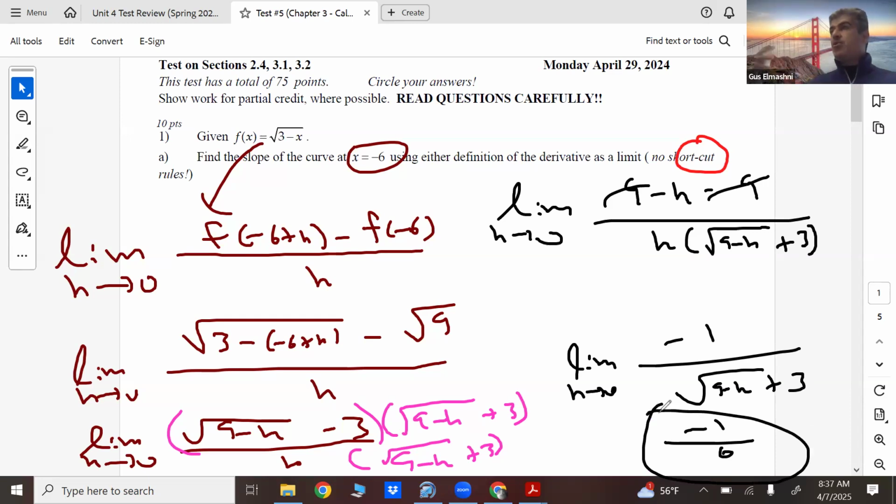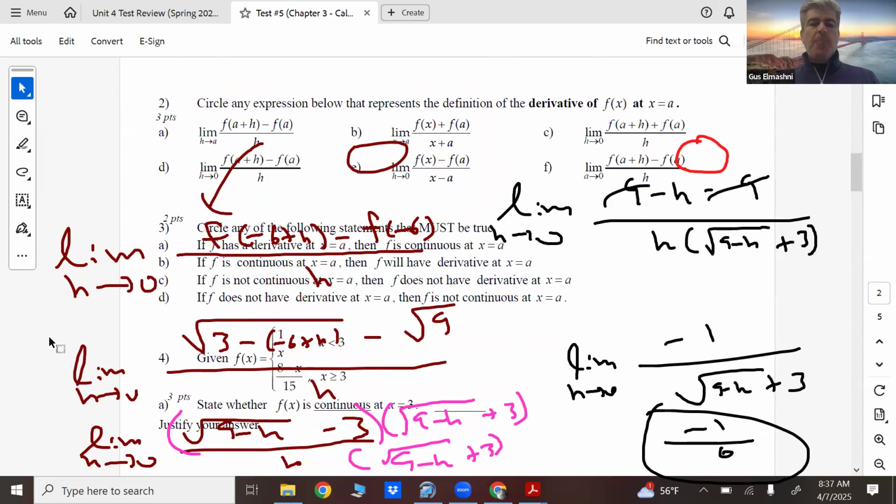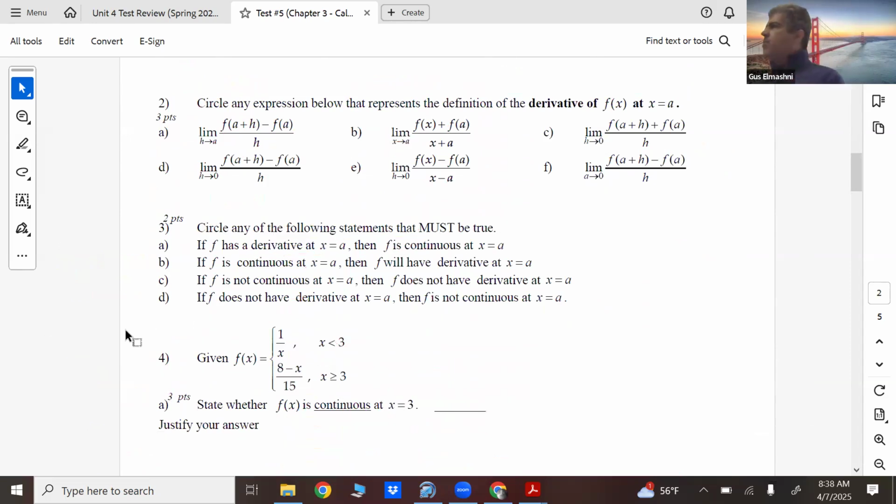So I just want to see that process. There's going to be a certain rubric that goes with it. I'll probably ask something about continuity and differentiability, also knowing how to identify the limit definition of the derivative. So you want to be mindful about that as well.